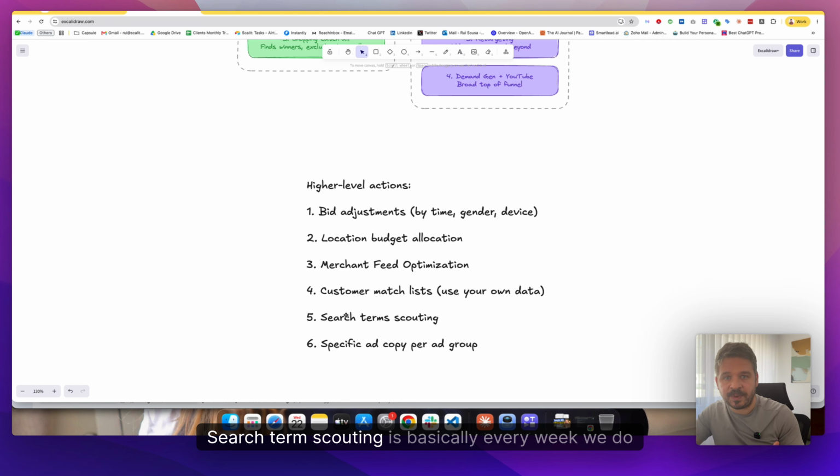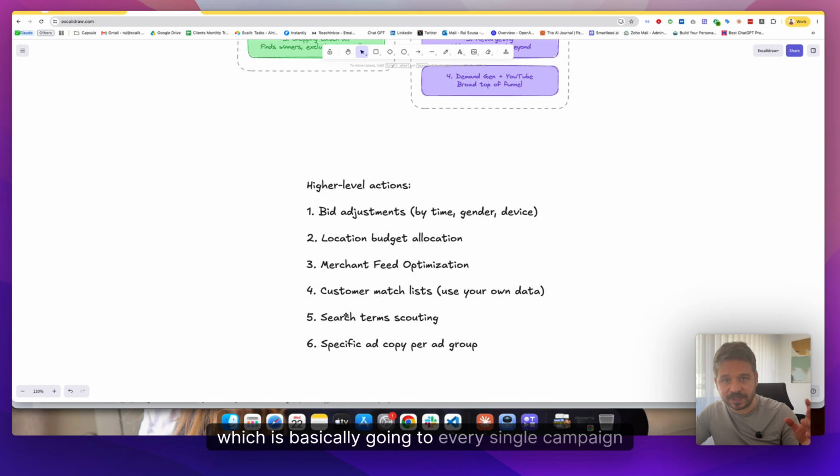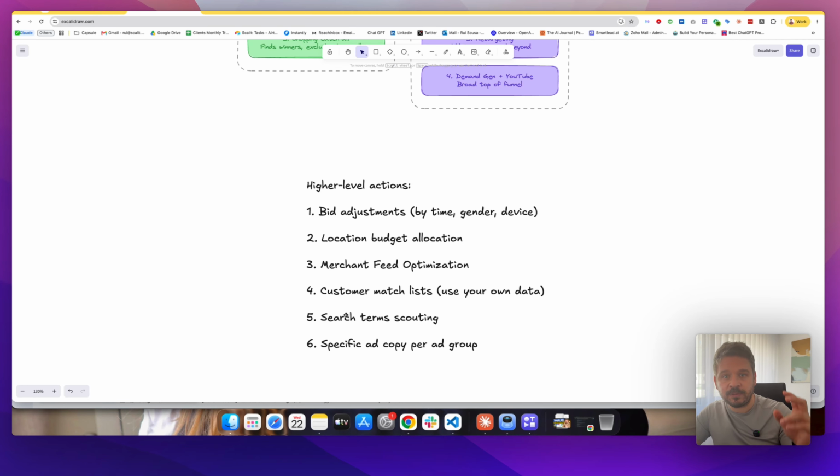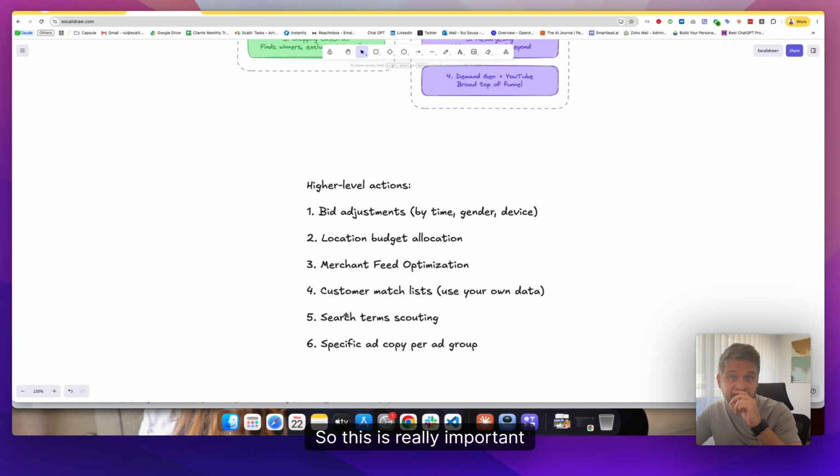Search term scouting is something we do every week, which is going to every single campaign and seeing what people are searching for and what you are paying for. So if we see that people are clicking and going to our website, but the keyword is not even related to it, and you spend like $50 on it, we will exclude that keyword, or what they call negative keywords. So you don't waste money on keywords that don't make sense for your company. This is really important to do.